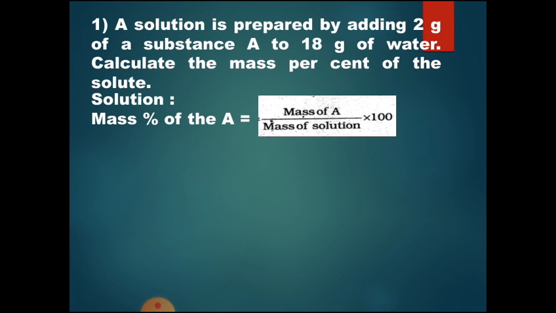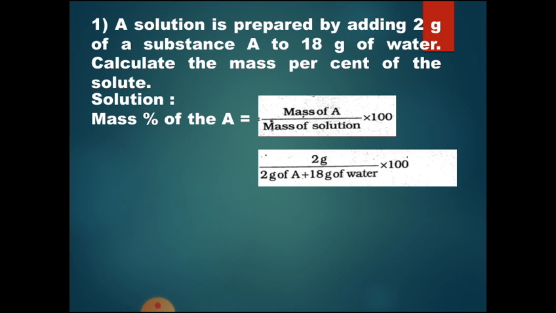So you write mass of solution as 2 gram plus 18 gram. After substituting, the equation becomes 2 gram divided by 2 gram of A plus 18 gram of water, into 100. Substituting, you will get 2 by 20 into 100 as 10%. So this is how we get the mass percent of the solute.